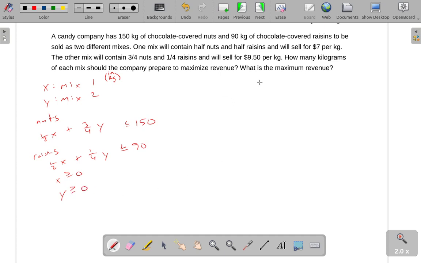Alright, let's go ahead and graph these things. Well, in order to graph them, I need to come up with some intercepts here. If my x-coordinate is 0, that term goes away, and I get 3/4 y equals 150.